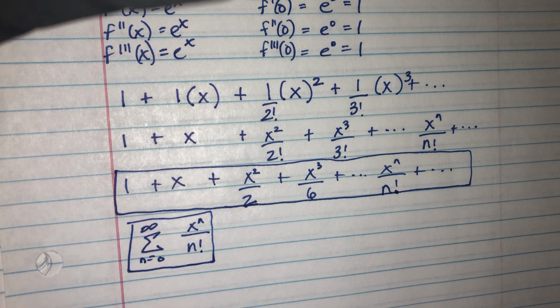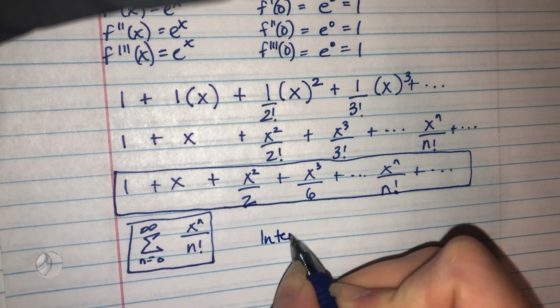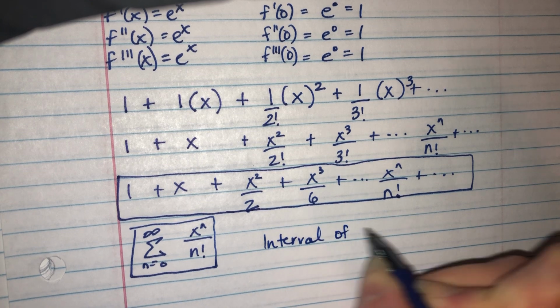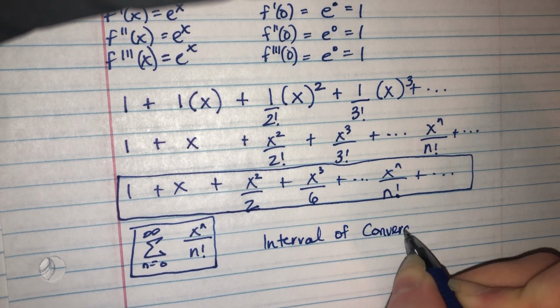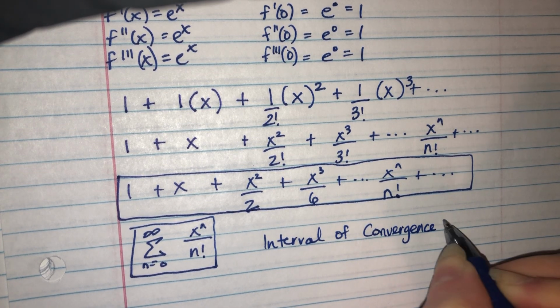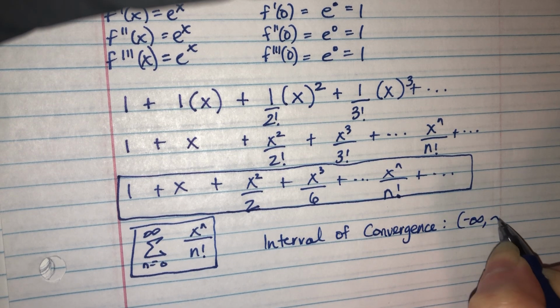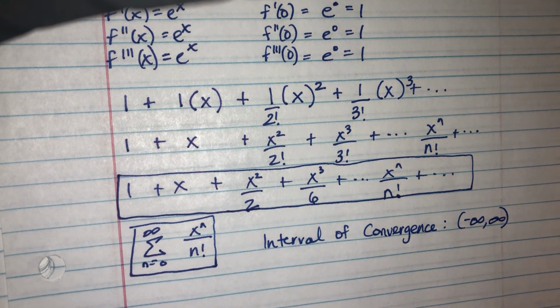Now, it turns out if you do the ratio test for absolute convergence on this series, the interval of convergence for this series is -infinity to +infinity. So it converges for all values of x. Let's move on to our third one.